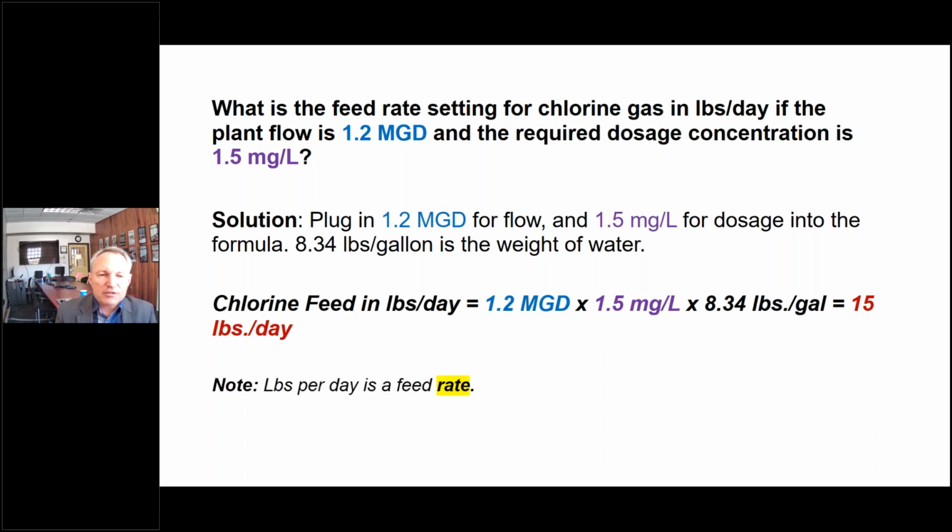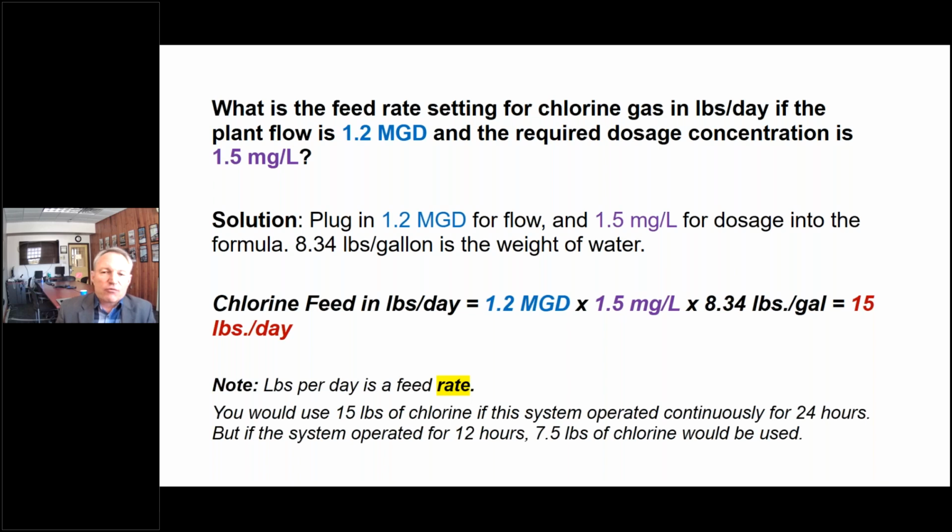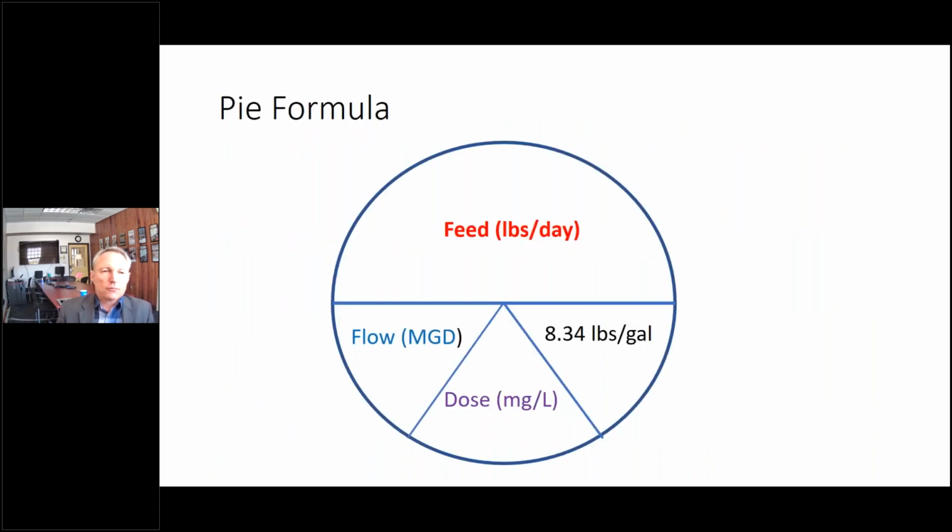And remember, this is a feed rate, 15 pounds per day. So you might only run this system for 2 minutes of the day. For example, if you ran it for a full 24 hours, you would actually use 15 pounds. But if you only ran it for 12 hours for the day, you'd end up using half of that, 7.5 pounds of chlorine.